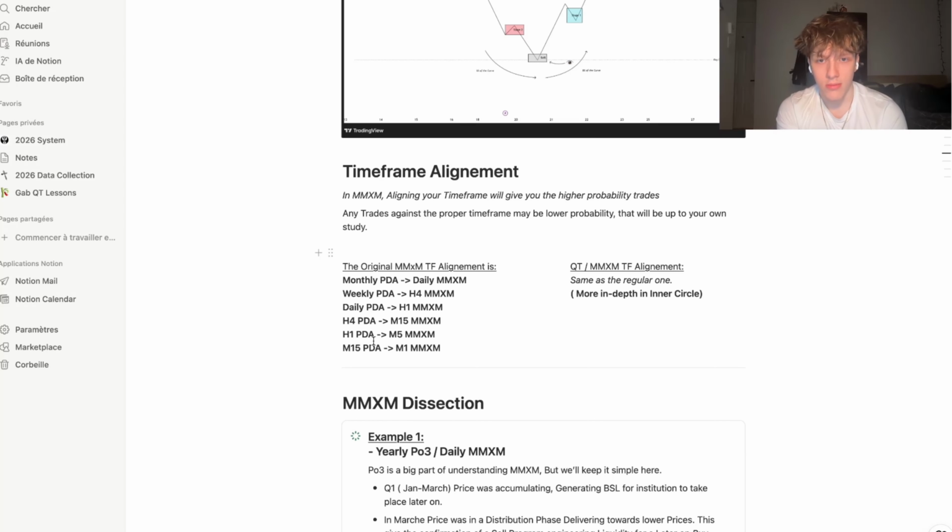So it's pretty simple. I will give an example after this. I just want to clarify something. I personally use the QT, so the quality theory market maker model time frame alignment. It's the exact same thing as my first lesson on quality theory, that if you follow this order, you will understand it in 1 or 2 videos logically. If you didn't and you just want to skip to that, it's the lesson 1 about the quality theory.